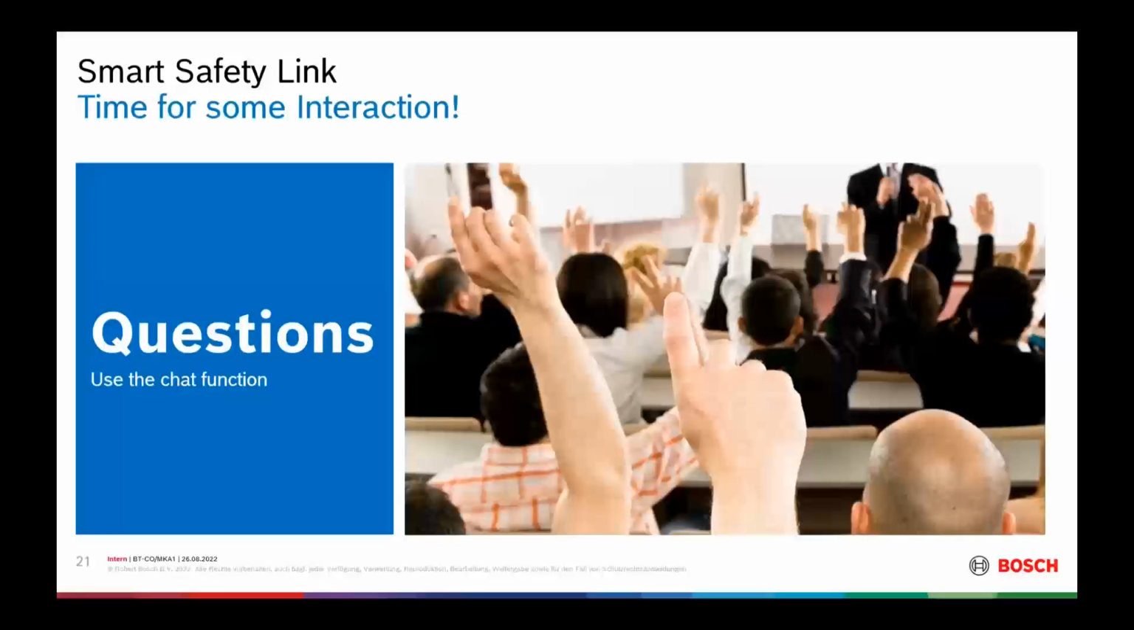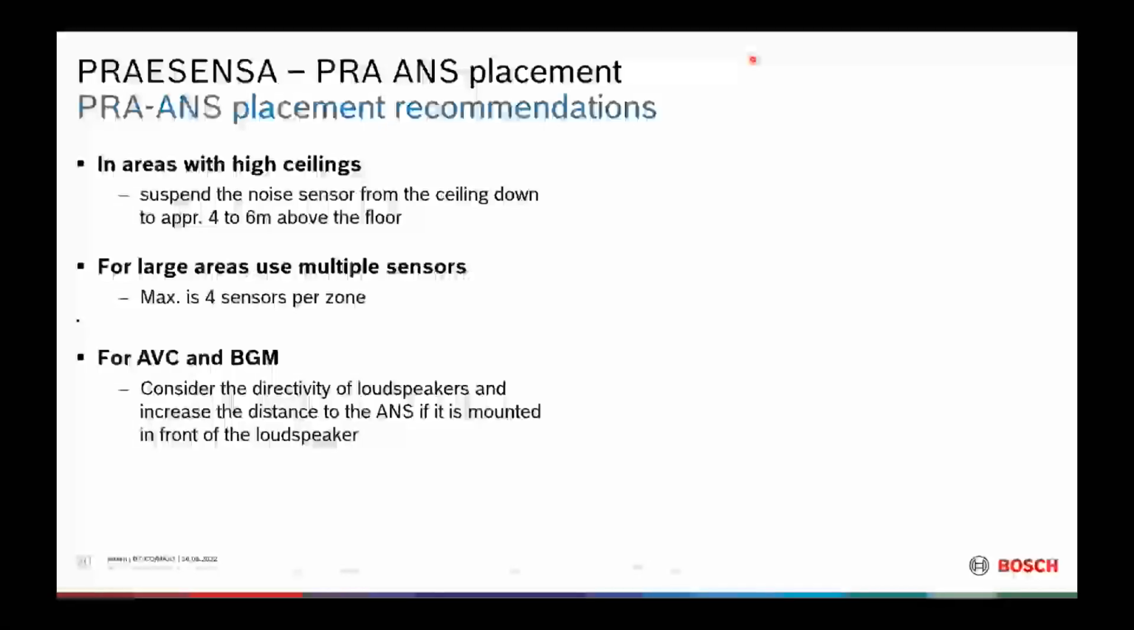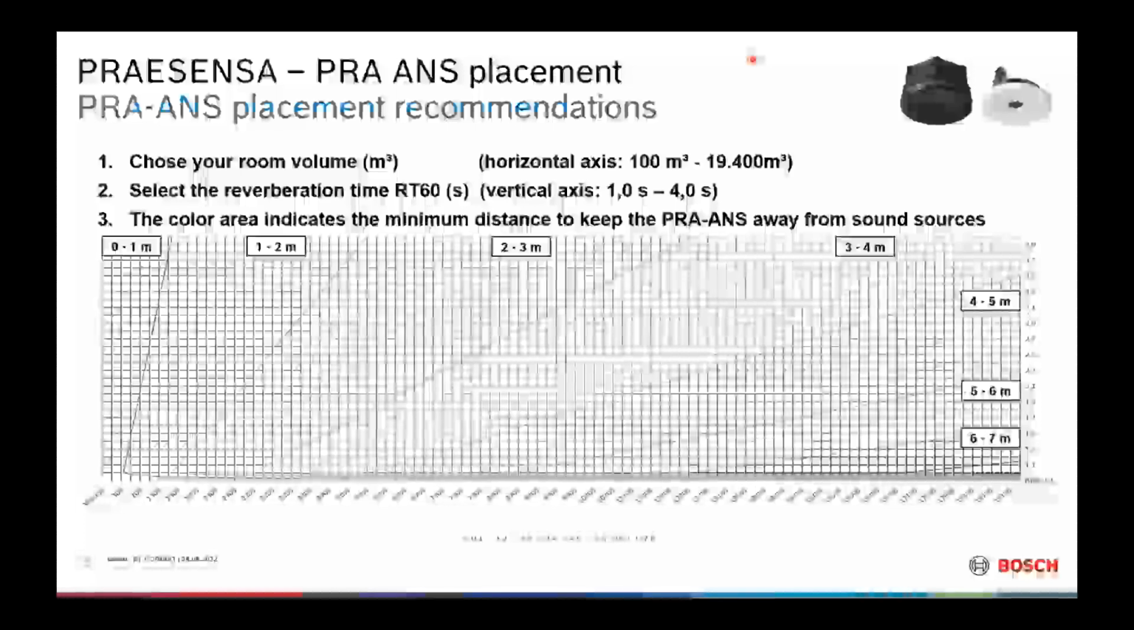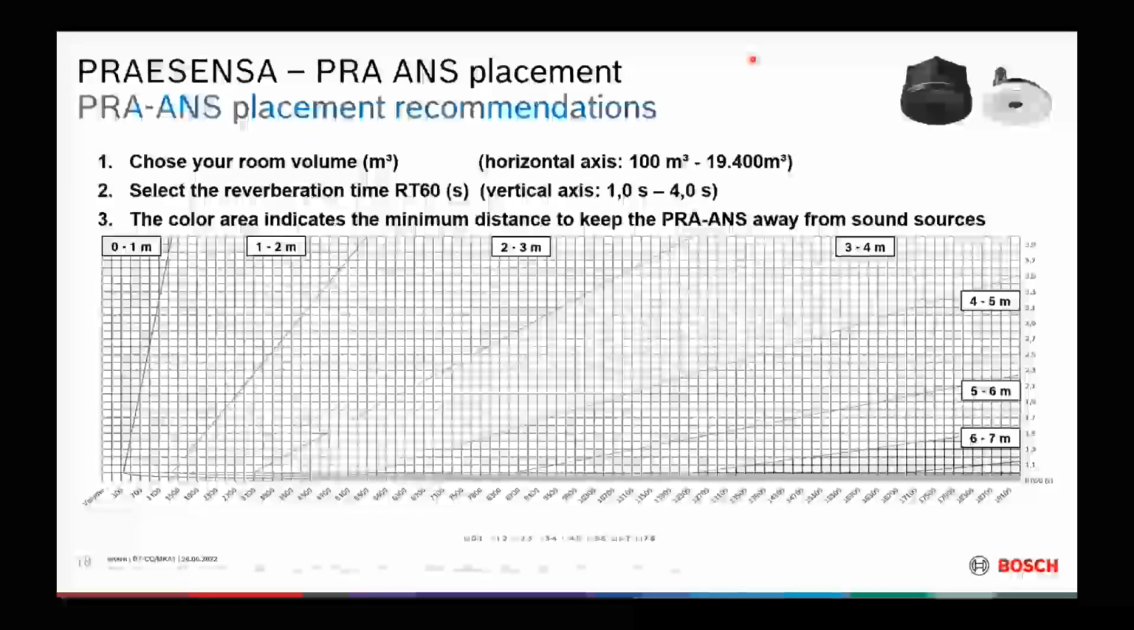Then point 3 on slide 18 says sound sources. You mean speakers connected to the system, correct? Wait a second, which slide? Let's go back. You mean 18, this one? Slide 18, point number 3. Yes. Because that's a closed system, right? The sound sources are controlled by the PRAESENSA system, and the PRAESENSA system takes the input of the ambient noise sensor to tune the volume level. So this is a closed system.